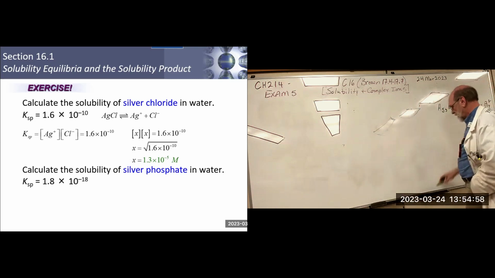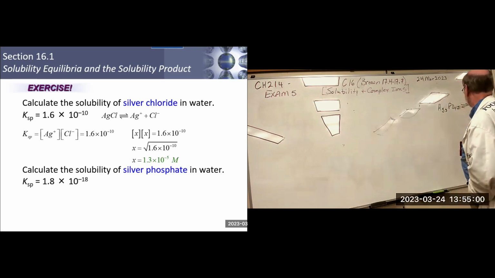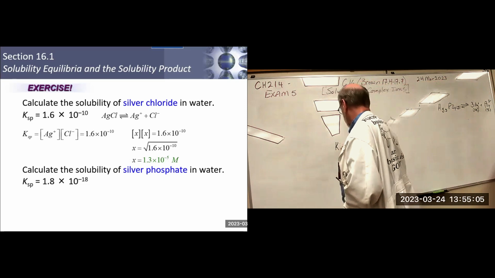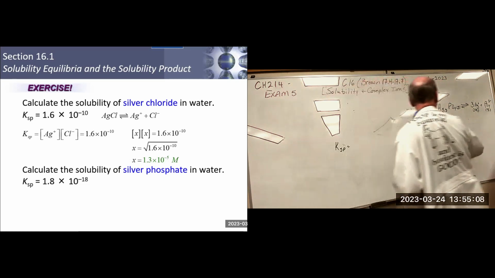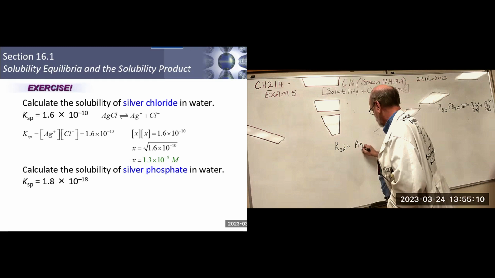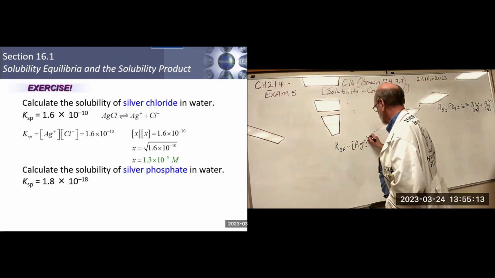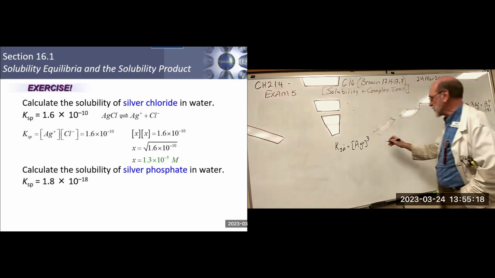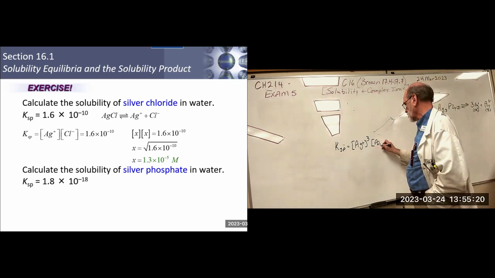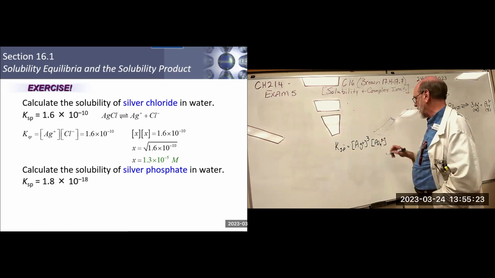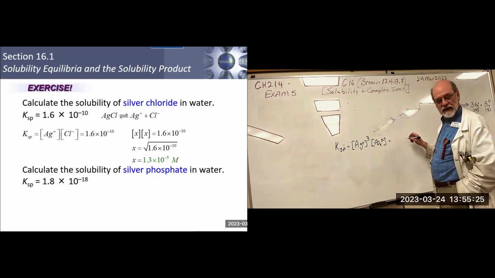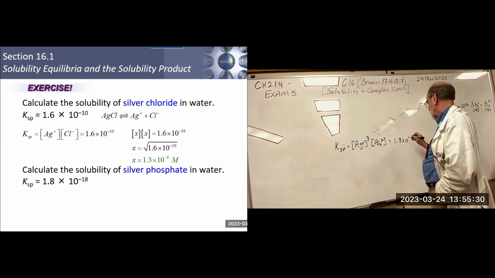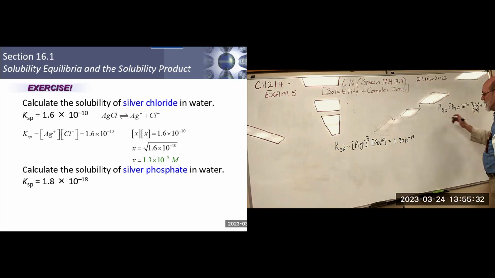Let's see, I can get rid of that. All right. So our KSP for this reaction is going to be silver cubed, right? Because of the coefficient. And then phosphate to the first power. Like that. And we're given 1.8 times 10 to the minus 18. There we go. Okay, now let's do our ice table.